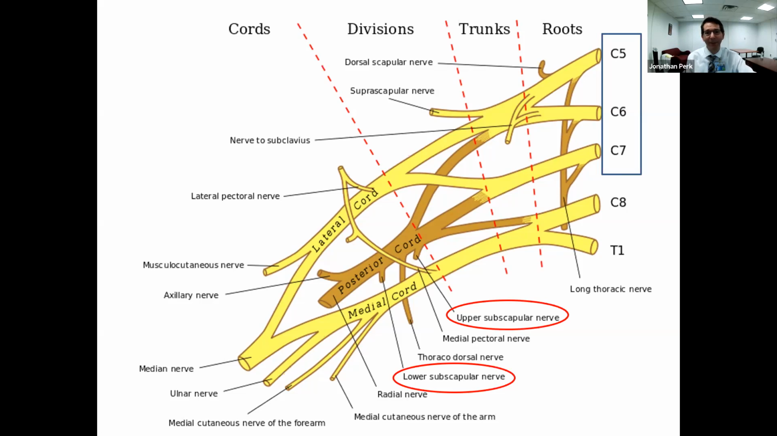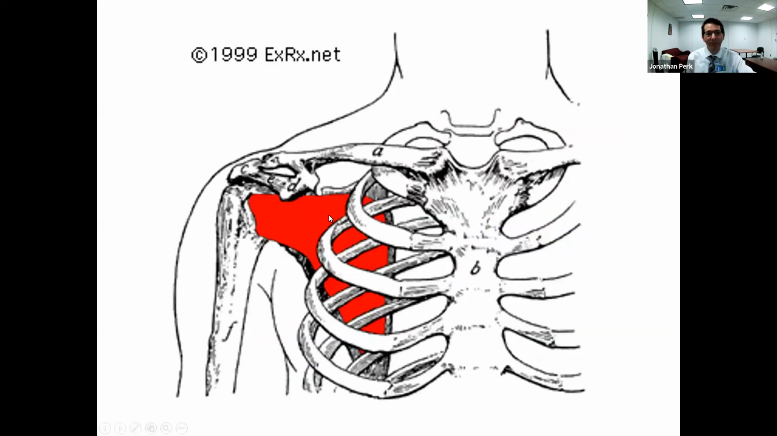So the subscapular nerve innervates the subscapularis muscle, which is underneath the scapula. Again, underneath is because the animal is like this, so it's underneath. In a human, it's in front. Okay, I hope I'm not confusing you guys. If anybody finds this confusing, please let me know. I'll repeat it. What is important about the subscapularis muscle is the insertion. The insertion here is in the anterior aspect of the humerus.